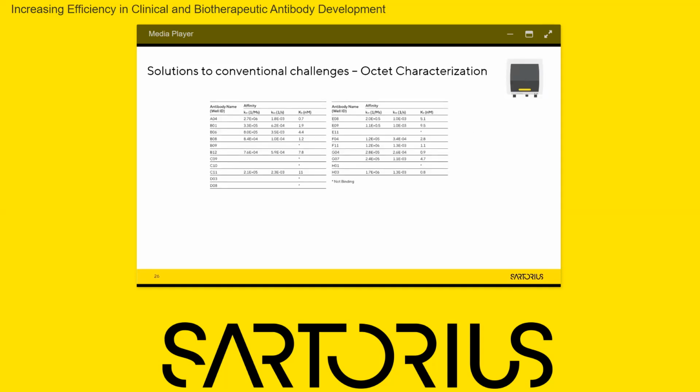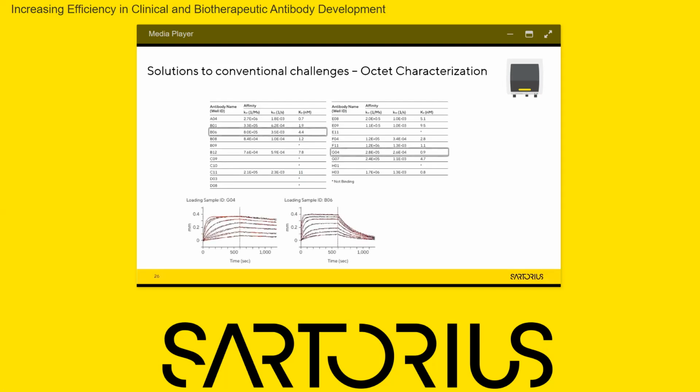We can then further characterize these clones' production using the Octet R8, which is an image of in the top right-hand corner. So where we saw samples in the iQue data, we can see that there's sample B06 and G04 here have a similar binding over the control when analyzed on iQue. But when we look at them using BLI, we can determine that B06 has lower affinity for EGFR than G04, a KD of 4.4 nanomolar versus 0.9 nanomolar.